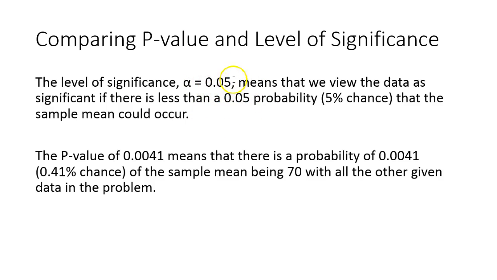Okay, so we're accepting up to 5%. Okay, the p-value here says that 0.0041, which is 0.41%, means that there's a very small chance that we could be over here at 70. Okay, so if you think about the normal distribution curve, this chance puts you very far at the end, especially on the left tail. Okay.